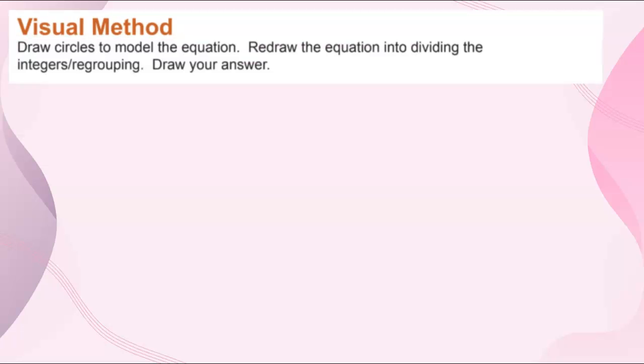Our visual method is actually very similar to how we use the number line in that we're looking for groups. Only instead of using a number line to show that grouping, we're going to use our circles. First we're going to draw circles to model the equation. After we've done that, we're going to redraw our equation, dividing the integers and regrouping.